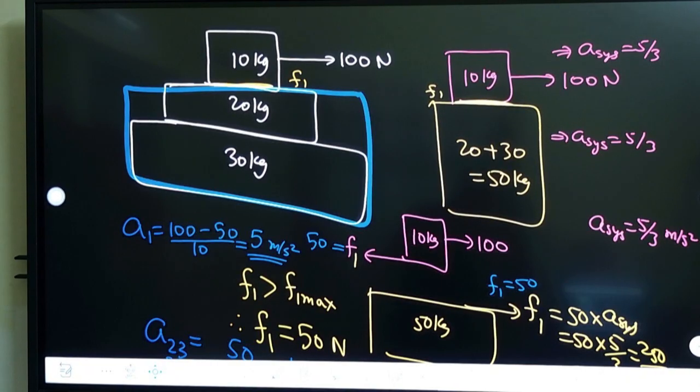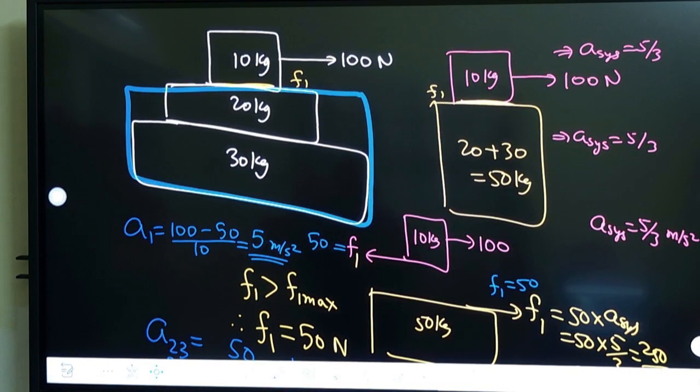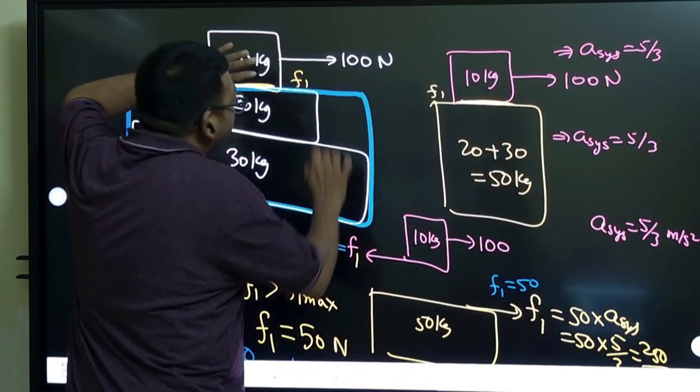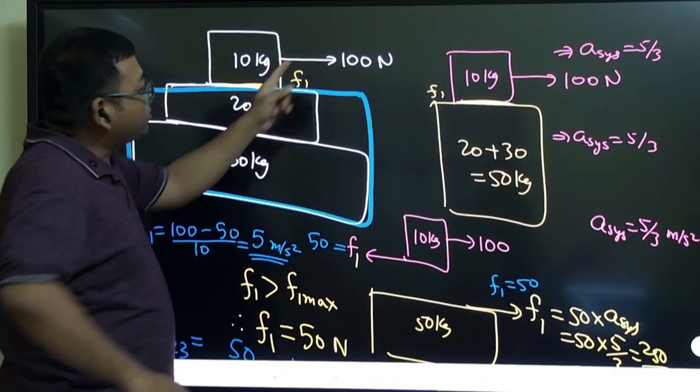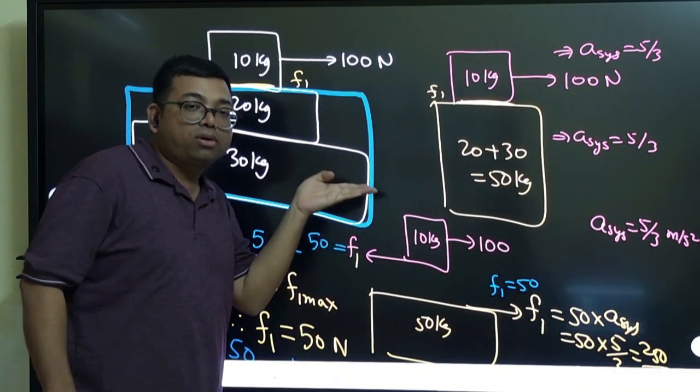Clear? But now see, suppose this force 100 Newton, if this 100 Newton was acting below, then how will you do? Suppose 100 Newton acts on the bottom block, then how will you do?